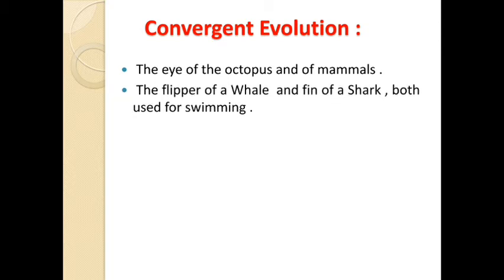Then another example is the flipper of a whale and the fin of a shark. Both are used for swimming. If you have seen the whale, it is very giant, isn't it? They also have a flipper. And whale is considered as what, mammal or fish? This is a question you should ask yourself. We have already learned about the whale. And shark, what is it? Whether it is fish or mammal. You ask yourself this question.